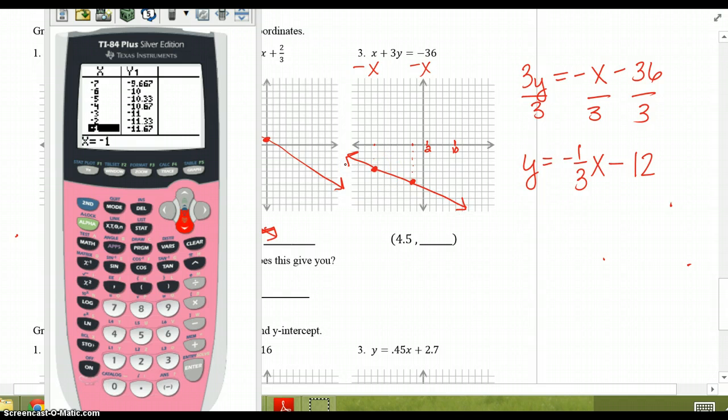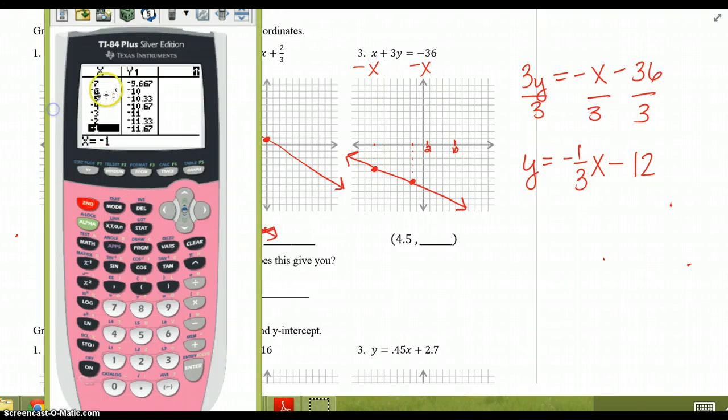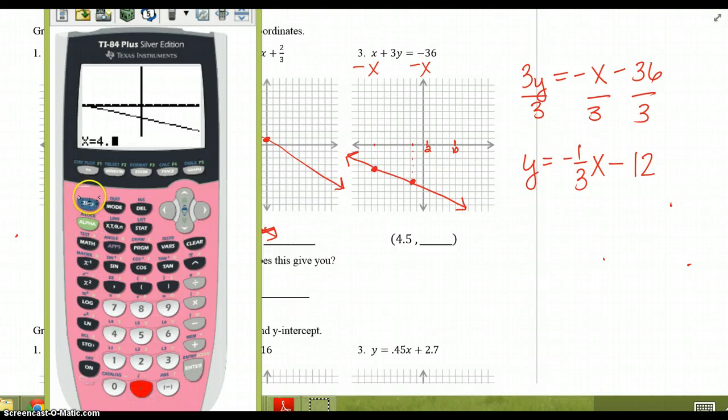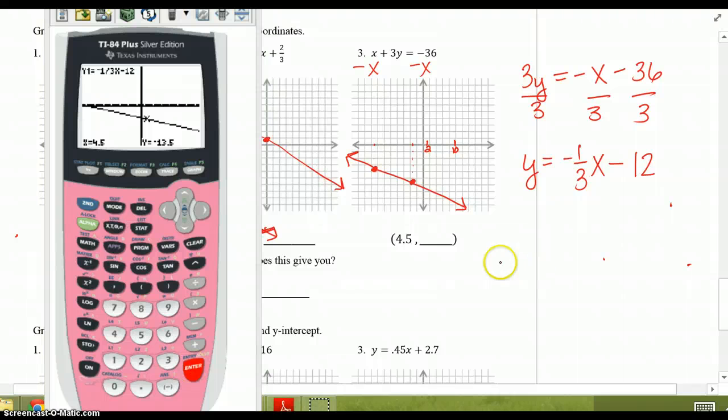Okay, now we need to fill in the point 4.5 something. Well, that's not on our table. So there's actually another way we can get values instead of just scrolling through the table. When you want to calculate something from your graph, you go to the calc button, which is above trace. So we're going to go to second calc, and I need a specific value. So go to number 1 value, and see it says x equals, and I want x to equal 4.5. I press enter, and it tells me at 4.5, y equals -13.5.